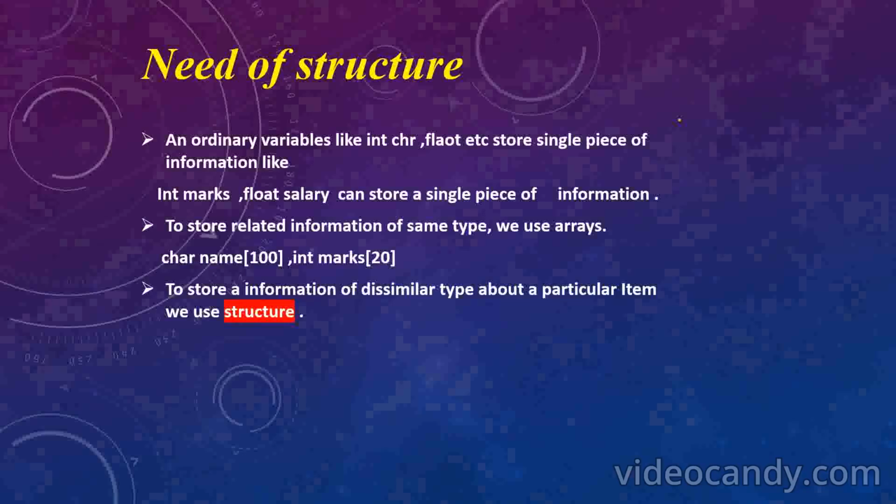So now, to store information of dissimilar types about a particular item, we use a structure. Dissimilar basically means different types. We use a structure.